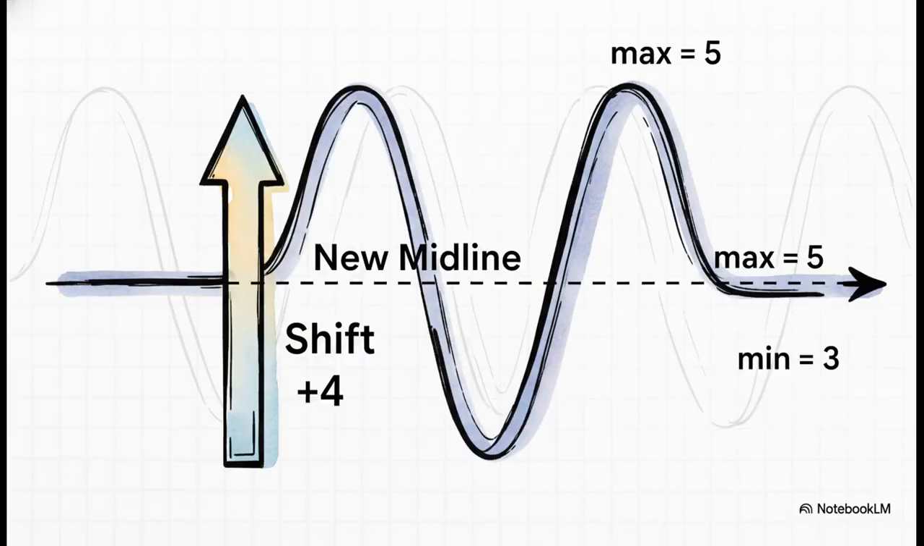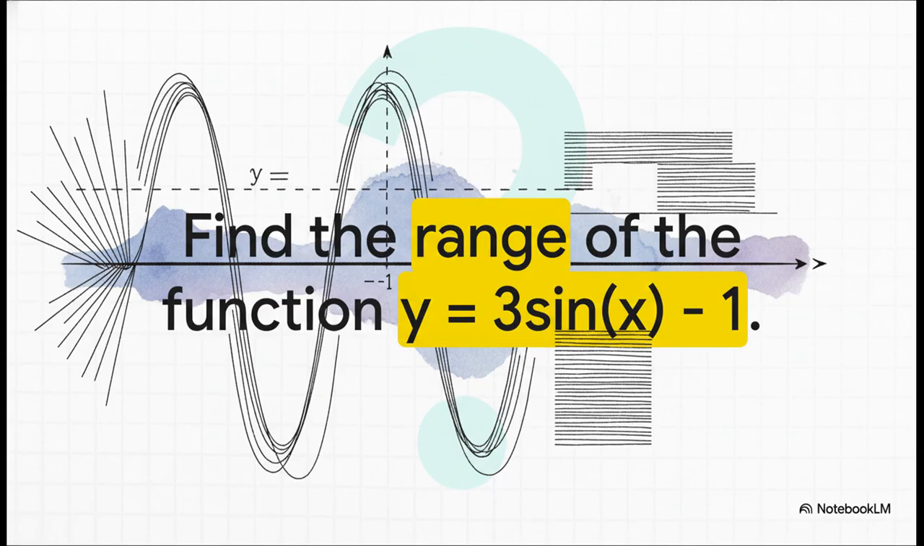And there it is. We took a standard cosine wave that bounces between -1 and 1, and we just slid the whole thing up. Now it oscillates between 3 and 5, perfectly centered on its new midline at y equals 4. Okay, let's try another one, just to build on this. This time we have a change in amplitude and a vertical shift. Our job is to find the function's range. You know, all the possible y values it can hit.